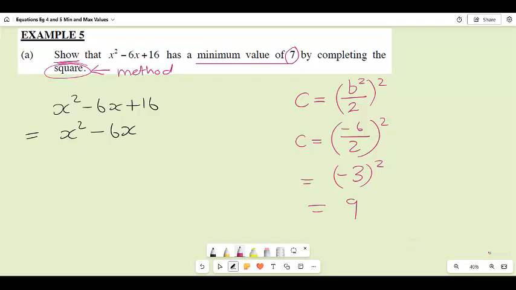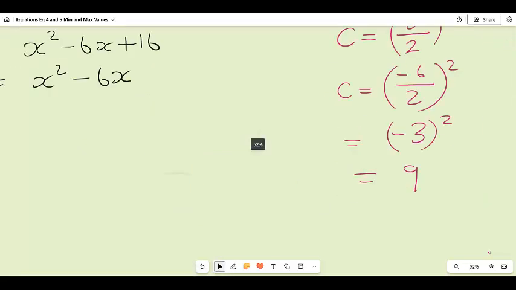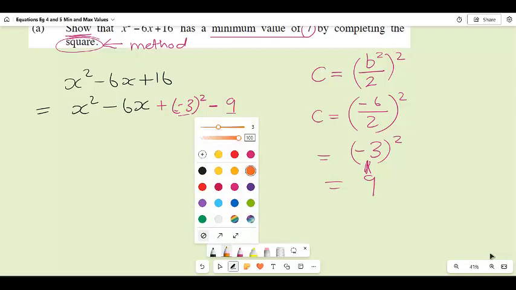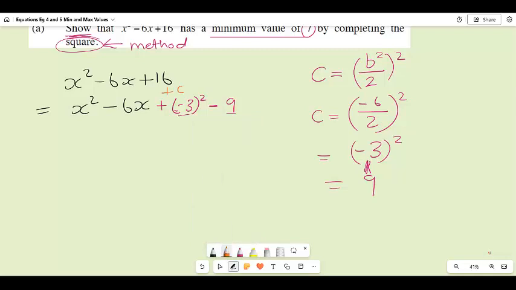So this means that I am going to say x squared minus 6x plus negative 3 squared minus 9. These two are the same. Essentially, these two are equivalent to each other. This plus and this minus refer to different things. So I'm saying plus c, and then I'm saying minus c. This plus and minus refers to that. It's not attached to the sign. And then I bring my plus 16 on the outside, right?